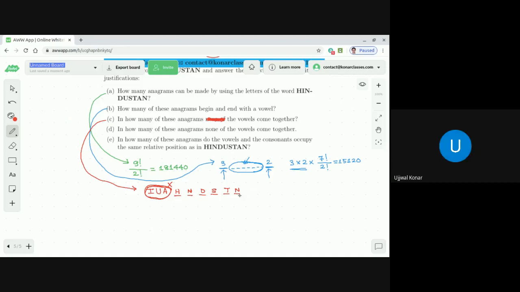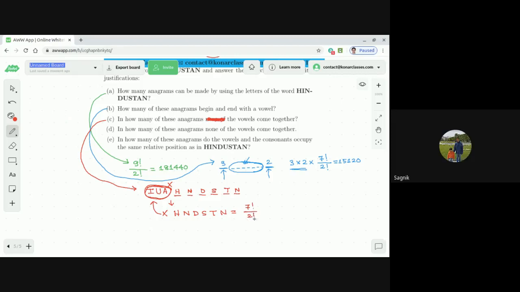So then what will we end up with? We will end up with something like this: X, H, N, D, S, T, N, where X is actually represented by I, U, A. Now you tell me in how many ways you can make this arrangement possible? Again, 7 factorial by 2 factorial. Now, is it the only answer?